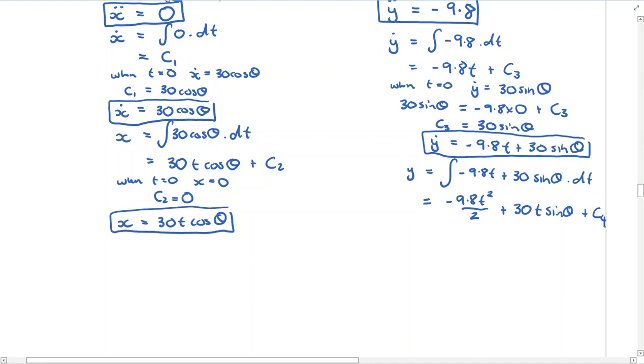Again, we want to find that constant. So when time equals 0, my y equals 0. So the negative 4.9 t squared, that's going to be 0 because time is 0. The 30t sine theta, that's going to be 0 because time is equal to 0. So what's C4 equal to? 0.